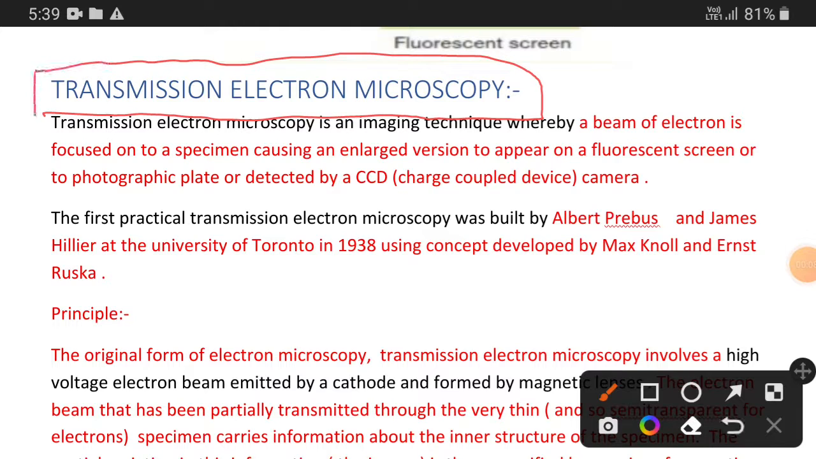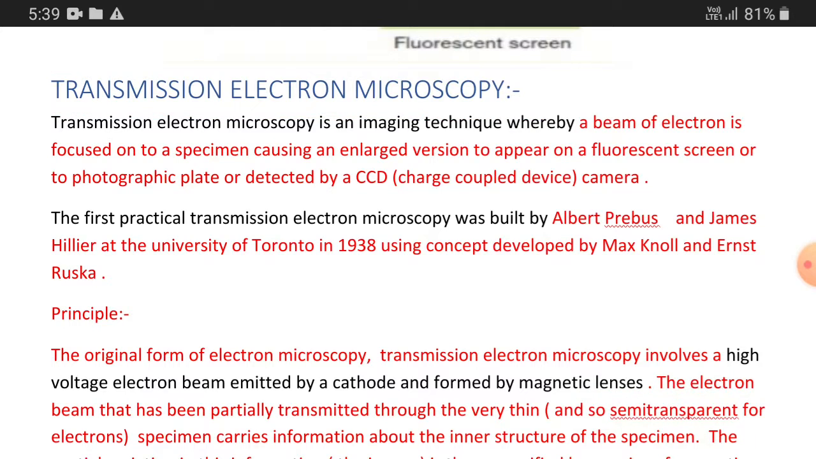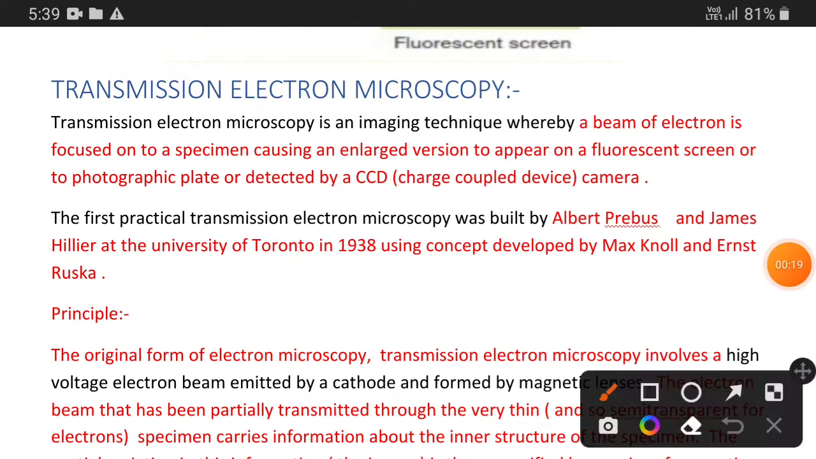So today's topic is all about transmission electron microscopy. In our previous video we discussed the sample preparation for electron microscopy, and before that we also discussed the principle of normal electron microscopy in a separate video. So now today we will discuss transmission electron microscopy.